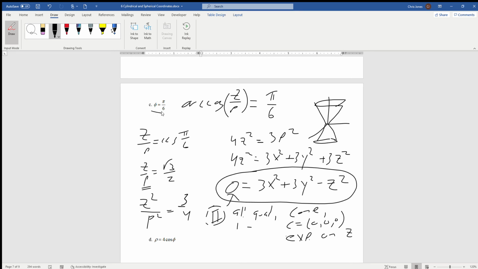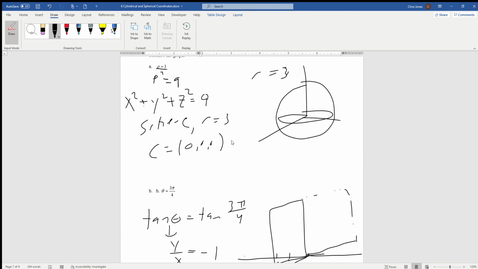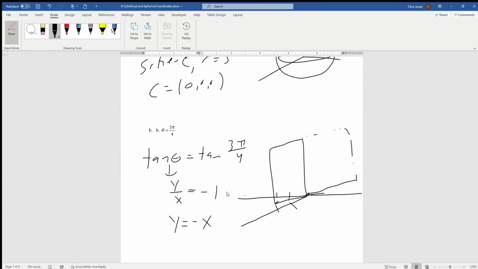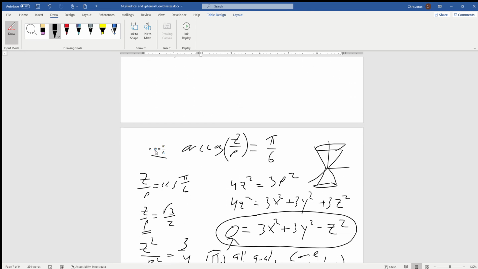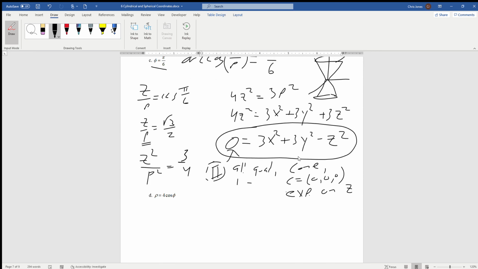So if you ever have phi equal to a constant, that just winds up being a cone. So three main shapes. If we have rho equals a constant, that's a sphere. If we have theta equals a constant, that's a plane. And if we have phi equals a constant, that's a cone. Now the cones can be shifted, and sometimes we have to go through and do this process.